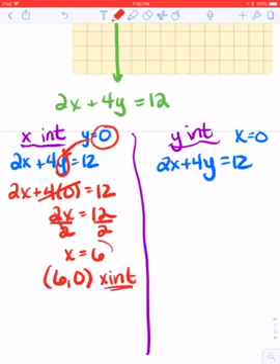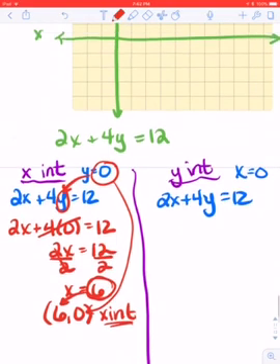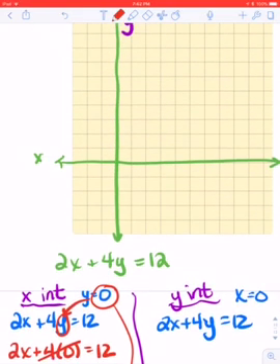Remember what that comes from. The 6 is the one you solved for, and up here we had a y value of 0. So that means on the x-axis, I'm going to go to 6, 0, and I'm going to make my first point.